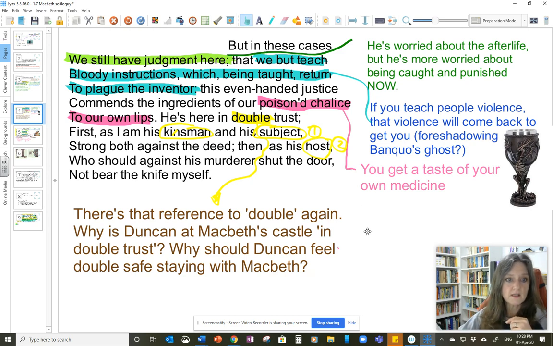So it's like King Duncan doesn't just trust me once, he trusts me twice. Actually, although I've labelled them once and twice here, it's almost three times trust, really, although he says double. So why is Duncan at Macbeth's castle in double trust, and why should Duncan feel double safe staying with Macbeth? Have a little think about that. So pause it, have a think about that. I will give you the answer in a few seconds.